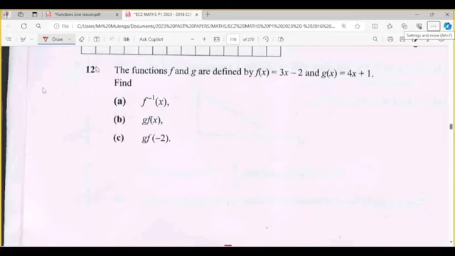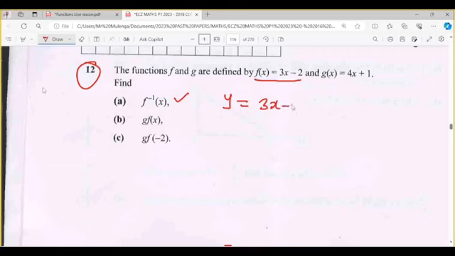All right, so this is our second question. The question reads: the functions f and g are defined by f(x) equals 3x minus 2 and g(x) equals 4x plus 1. For the first question, they want you to find the inverse function of f. Remember, to find the inverse, we come up with a variable y. So y equals 3x minus 2.